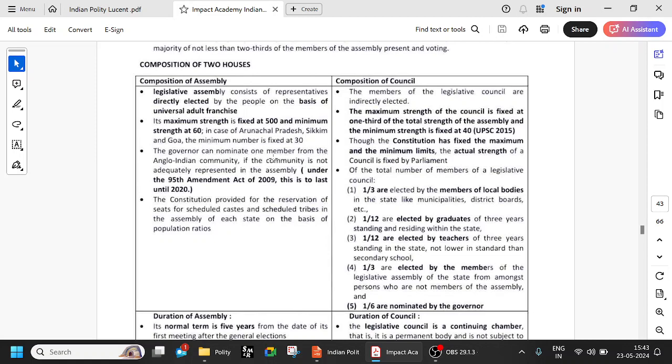A governor can nominate one member from the Anglo-Indian community if the community is not adequately represented. So we've seen in the parliament, it is two members, right? In the Lok Sabha, the president can nominate two members. In the Rajya Sabha, the president can nominate 12 members, right? So in the state assembly, the governor can nominate one member only. There it is two, here it is one. If the community is not adequately represented under the 95th Amendment Act of 2009, this is to last until 2020. Okay.